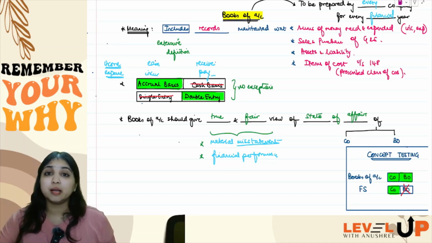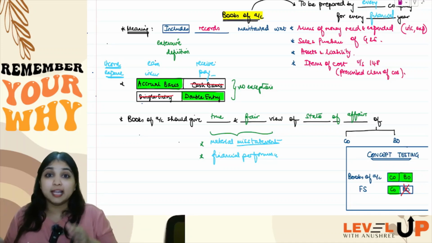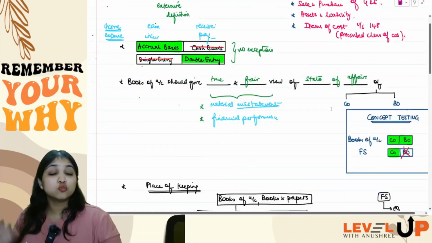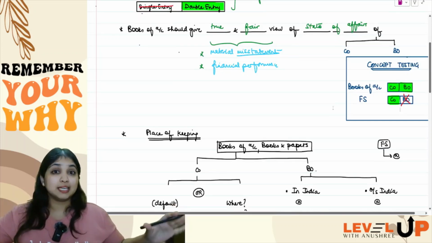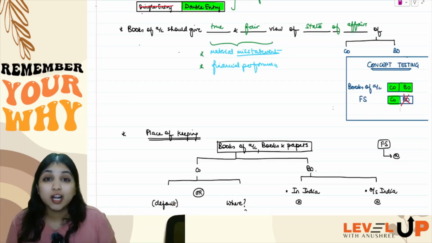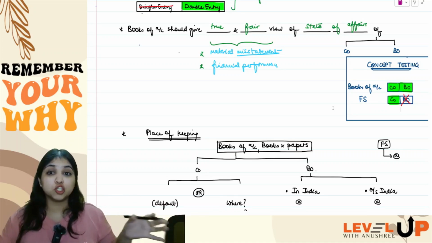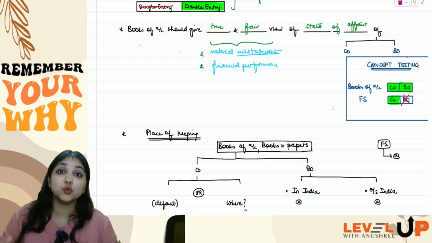Then we learned every company has to follow accrual basis, has to follow double entry system. There are no exceptions. Then we learned that the books of accounts should give a true and fair view. True and fair view means what? There should be no material misstatement, and the books of accounts should honestly, faithfully represent the financial position of the company. And these books of accounts should give a true and fair view of what?